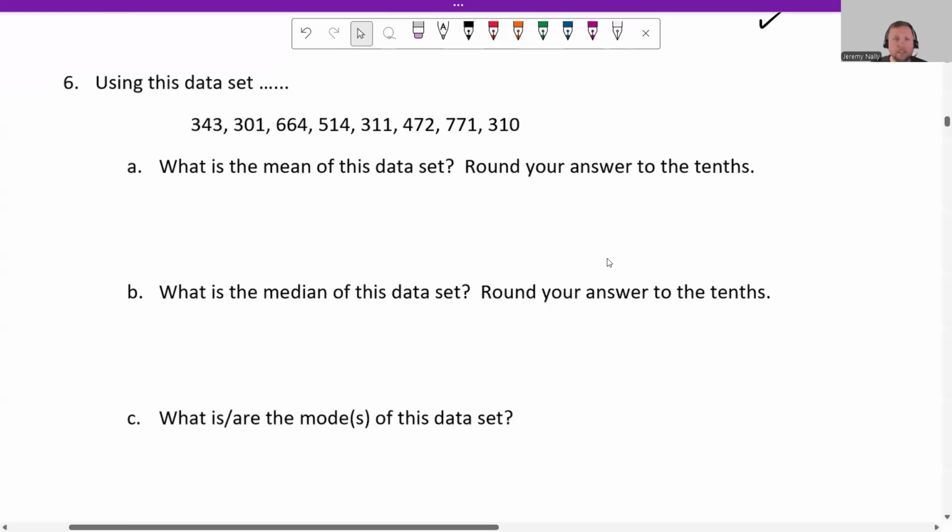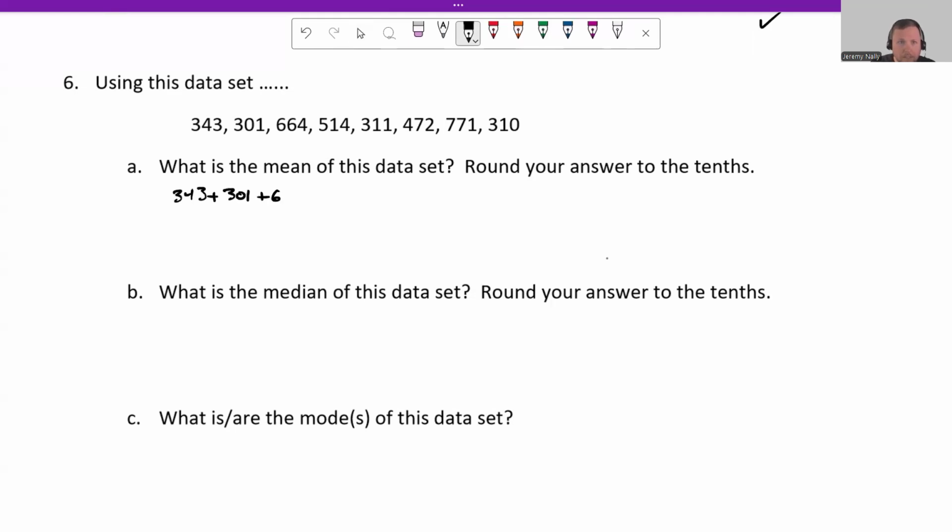Okay, using this set, what is the mean of this set? What's the median? What are the modes? So for the mean, all I'm doing is adding these up as is. Well, pretend that was a decimal. It's too much work to go in and erase it. So I have all of these added up, and then I'm dividing by the number of things. I have 1, 2, 3, 4, 5, 6, 7, 8 things.